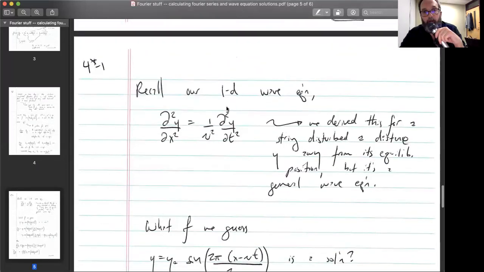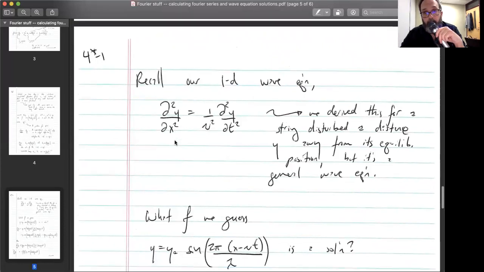Recall the one-dimensional wave equation. It looks like this. We derived this when we were looking at a string perturbed from its equilibrium position. So y there was a physical distance away from its equilibrium value. As we went along the axis of the string, we took a second derivative with respect to position along that axis. Then we also took a second derivative with respect to time. And we realized that those two quantities are connected by this 1 over v squared term.